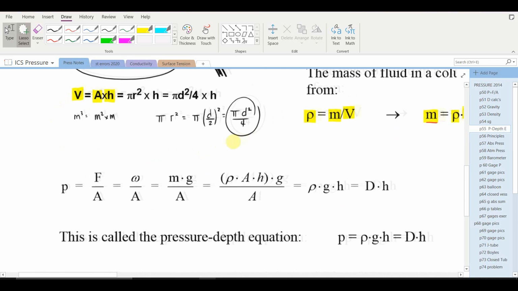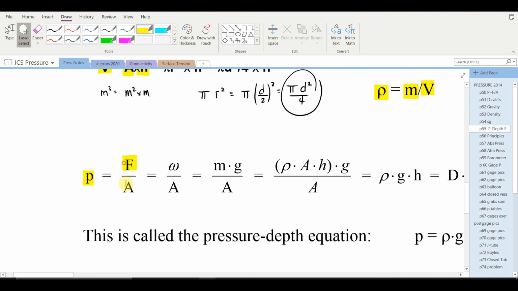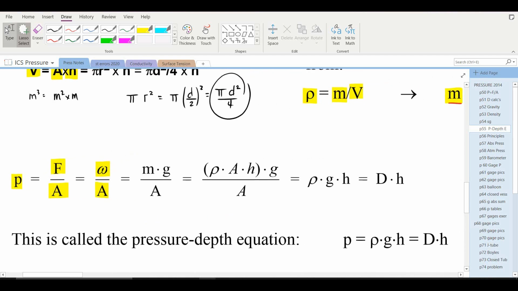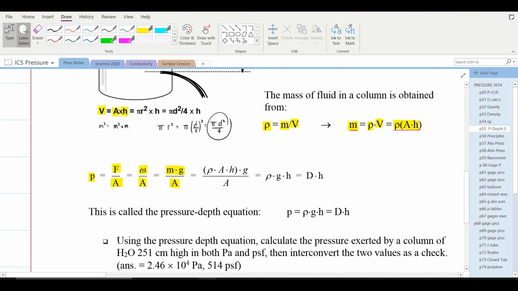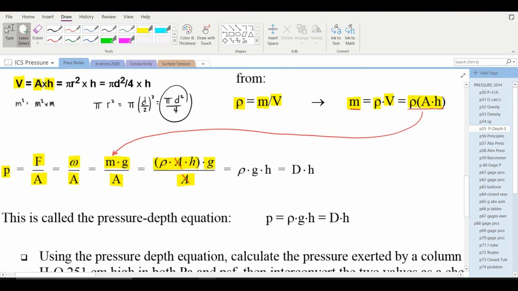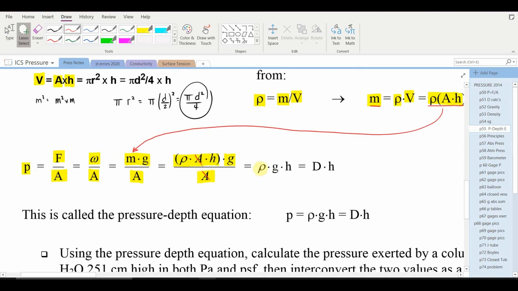All right, let's go down to pressure. Pressure we defined as force per unit area. Force is weight, so that's weight per unit area. Weight is mass times acceleration due to gravity, mg over A. Now let's bring in our formula for mass, rho AH. So that gives us rho times A times H is the mass, times g divided by A, and A, of course, will cancel in this case. So we wind up with pressure is equal to rho times g times h. Pressure is rho gh. That's called the pressure depth equation, and we'll use it a lot.